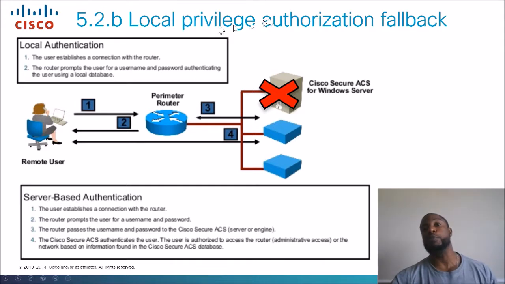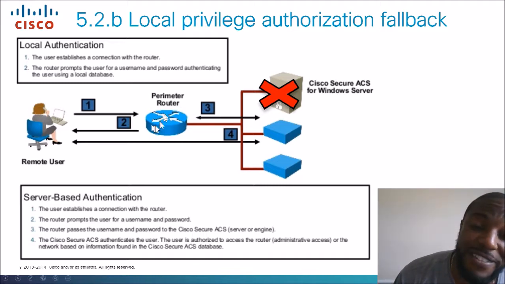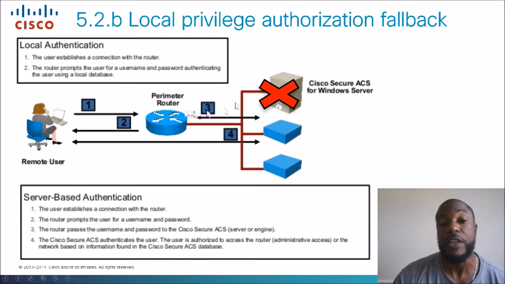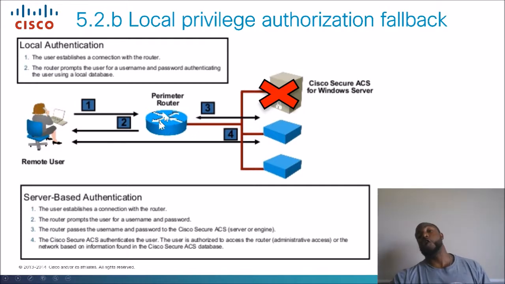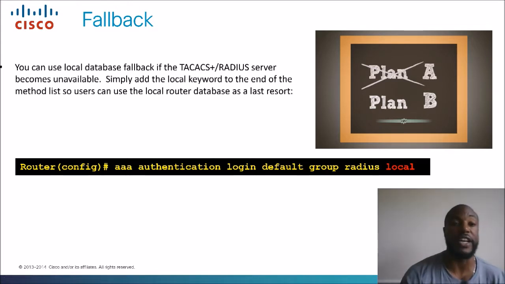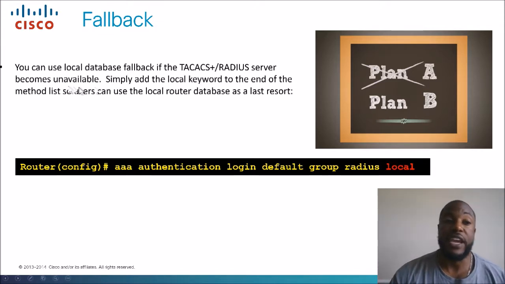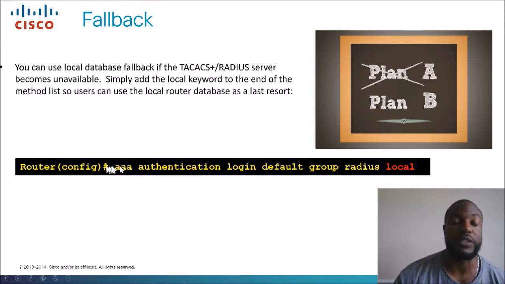This is where local privilege authorization fallback comes into play. We have a username and password stored on here just as a backup. So if this fails, or we just for some reason can't reach it, then we have a username and password stored on the router, so that way we can still log on to the network device. Again, you can use local database fallback if the TACACS Plus or Radius server becomes unavailable. Simply add a local keyword. Notice here in the red, we do it at the end of the method list, so users can use the local router database as a last resort. So basically what I just said.